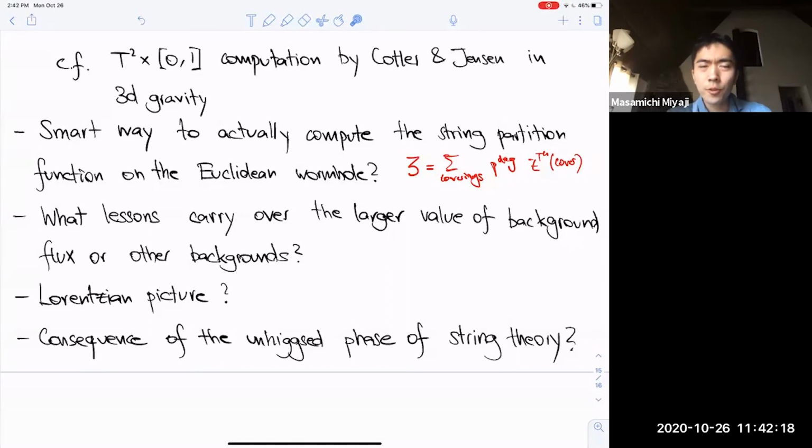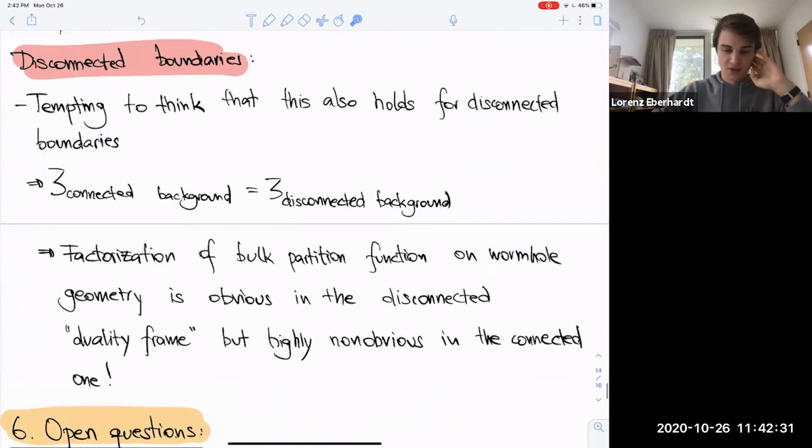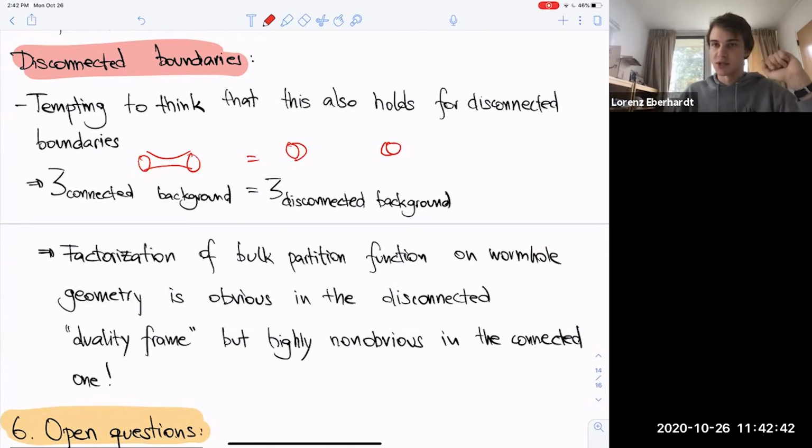Lorenz, could you explain more about why we should believe that the partition function factorizes in your explanation? Yeah, sure. Let's go back here. So the idea would be that if you have this connected background, which is roughly this, then this would be the disconnected one. If you compute these partition functions, these give the same result. On this side, it's sort of obvious that they factorize because you have really a string background that is a disconnected sum of two different things. So here it's clear that the partition function will be a product.